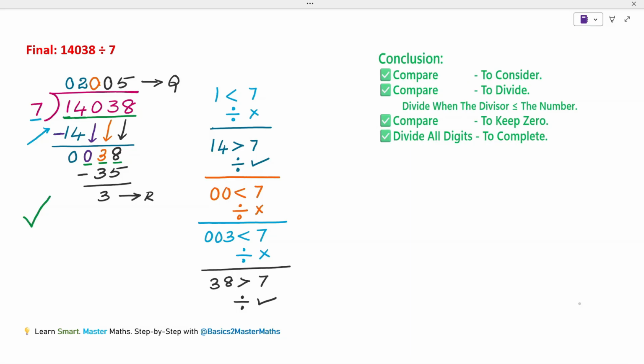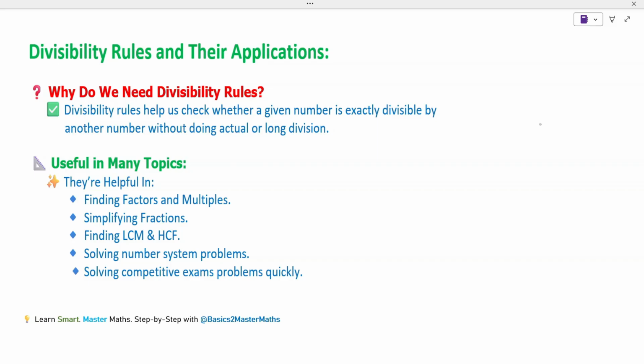So, what is the conclusion? Compare to consider the next digit. Compare to divide. Divide when the divisor is less than or equal to the number. Compare to keep 0 in the quotient. And divide all the digits of the dividend to complete the division. Got it? Okay, this is all about long division and its rules.